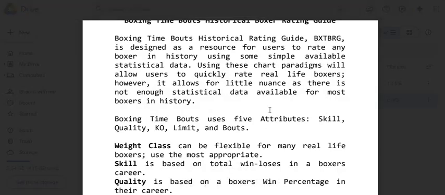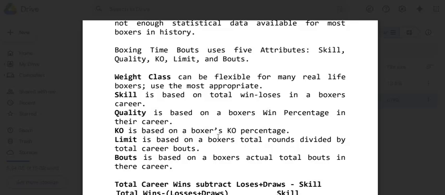And we know this for a fact because there is no data for a lot of these ratings in these games. At least in my games, we keep the ratings pretty tight. And again, Boxing Time Bouts is great because it's only 4 ratings: skill, quality, knockout, and limit. There's only 4 ratings. So we can pretty much make some judgments on those. Boxing Time is 9 ratings, and much more subjectivity goes into those.